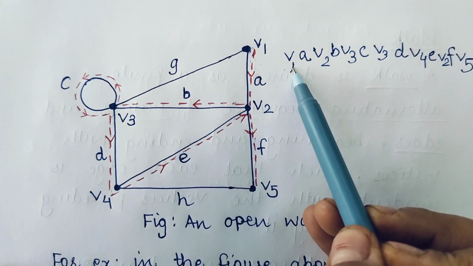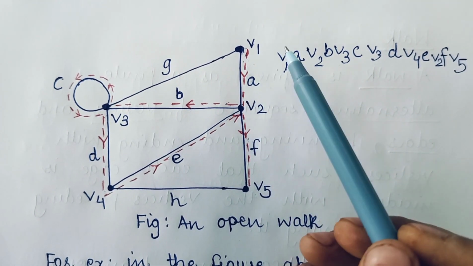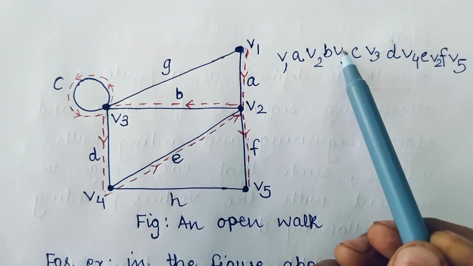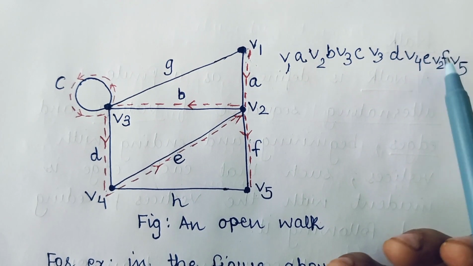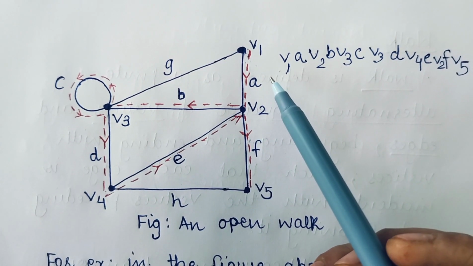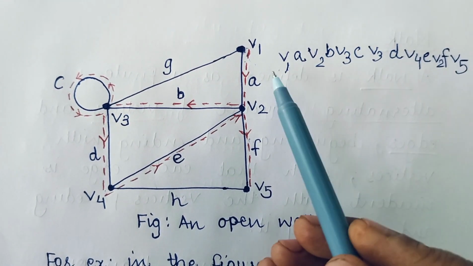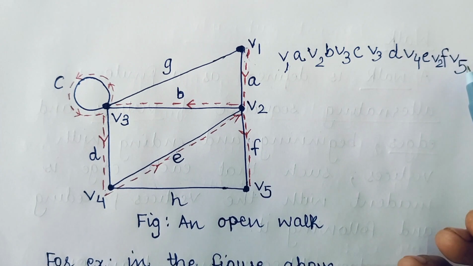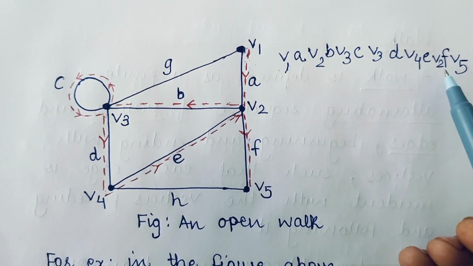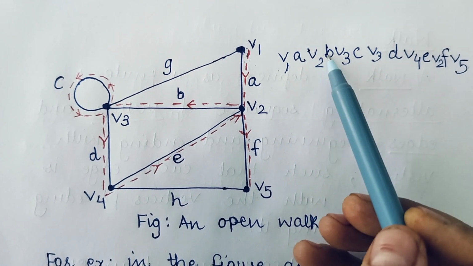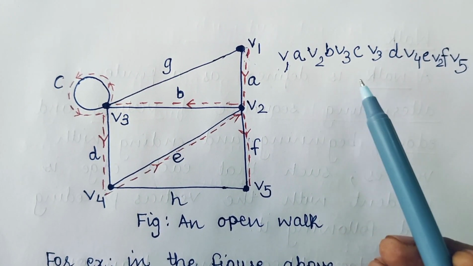So as I said, it is an alternating sequence of vertices and edges. So you can clearly see vertex, edge, vertex, edge, vertex, edge, vertex, edge, vertex, edge, vertex, edge, and then a vertex. Also, it says that this sequence starts with a vertex and ends with a vertex. So you can say it starts with V1 and it ends with V5. Also, it says that no edge can be repeated in this sequence. So you see A, B, C, D, E, F. All the edges are unique edges, no edges repeated.